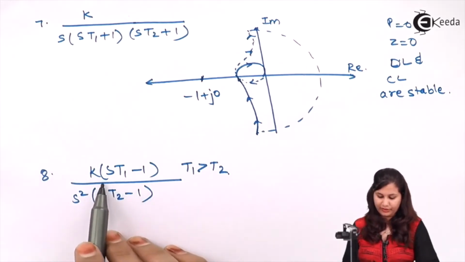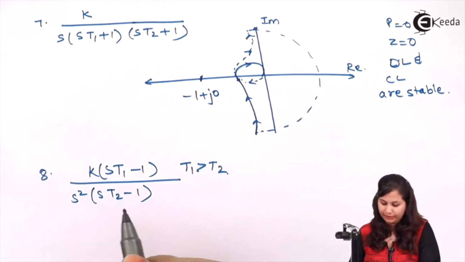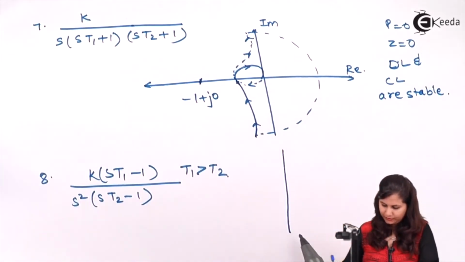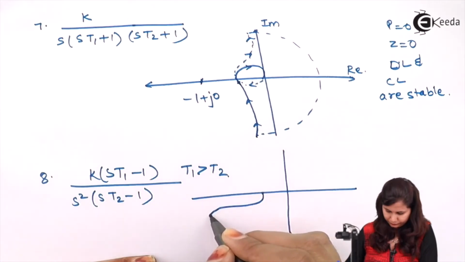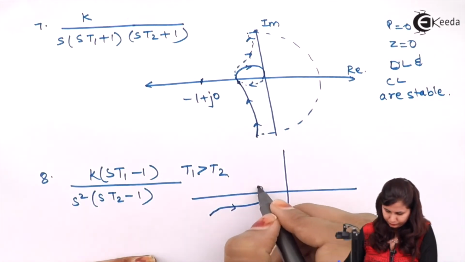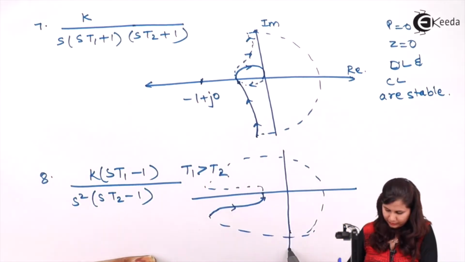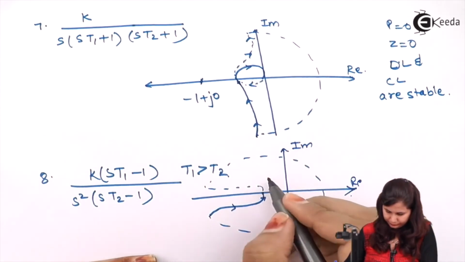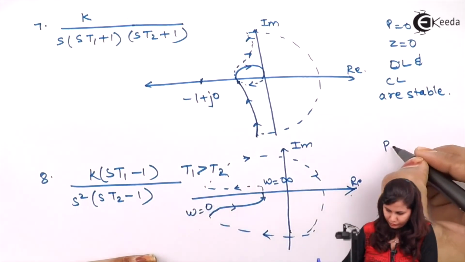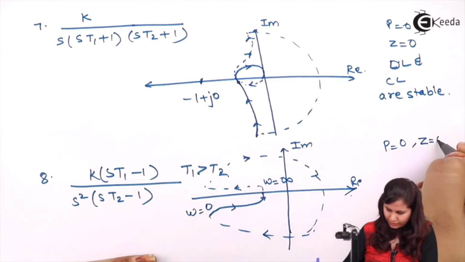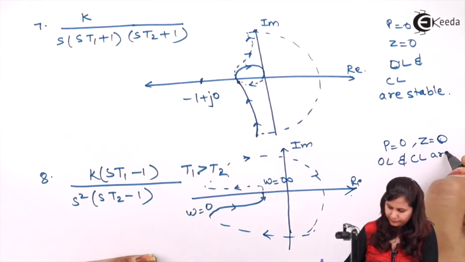Next transfer function: here we have a zero, two poles at the origin and one pole on the right hand side. For this system, the Nyquist plot will be like this, drawing its mirror image and then forming a semicircle. For this case also, P equals 0, Z equals 0, so both open loop and closed loop are stable.